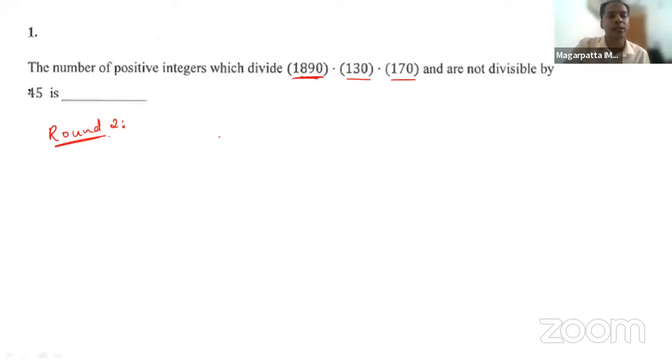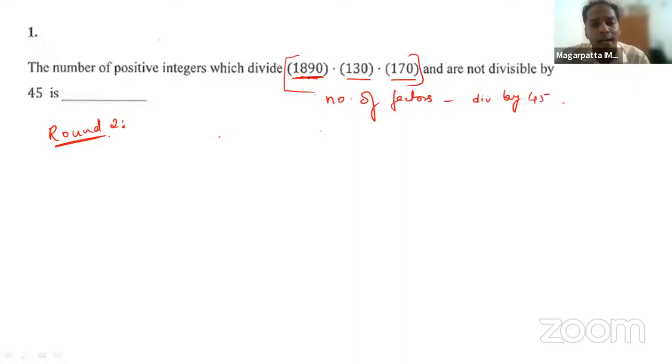The number of positive integers which divide 1890, 130 and 170 and are not divisible by 45 is, okay, so the number of positive integers which divide this multiplication and are not divisible by 45. Here I think I know what to do. I have to find out the number of factors, and I have to subtract the number of factors which are divisible by 45.